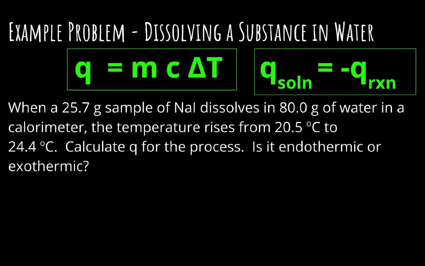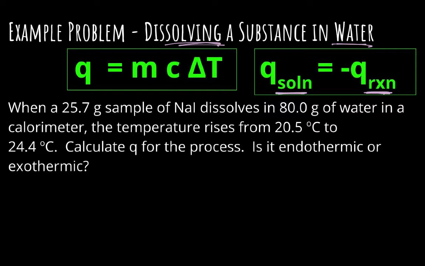Okay, this is the second type of Q equals mc delta T problem you could see. This happens when you're dissolving something in water. Okay, so this is going to be set up a little bit different. When you're dissolving something in water, there's actually a transfer of heat between the reaction that's taking place in the water and the solution, which is the water itself.